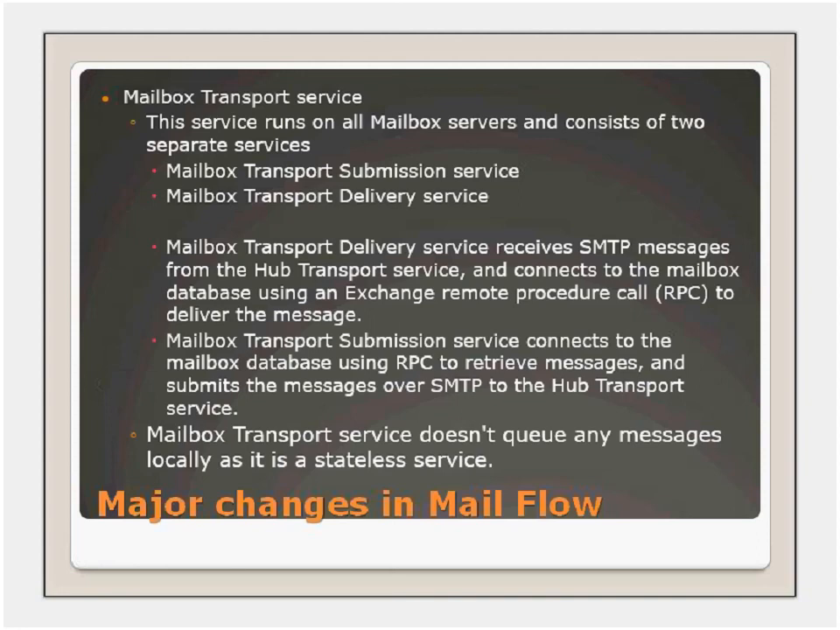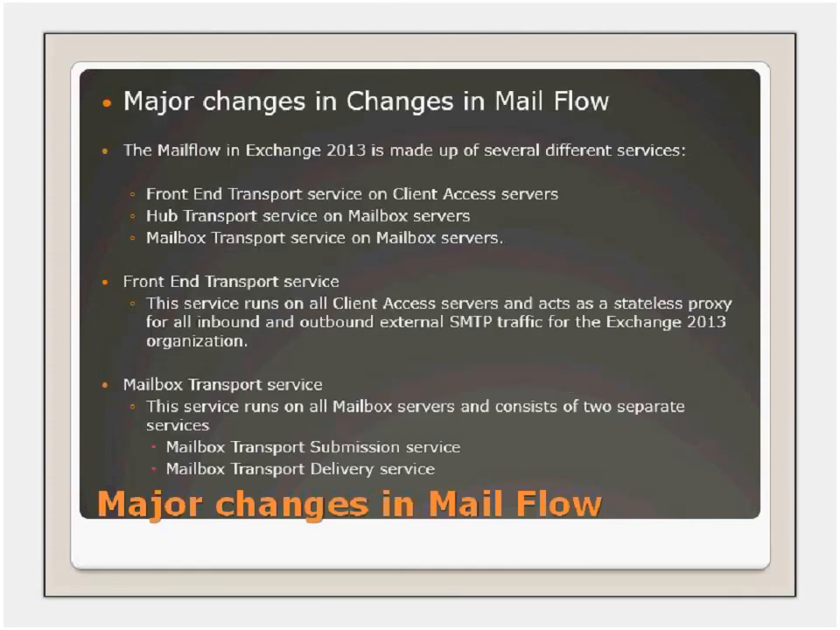And the delivery service is something the other way. It takes from the hub transport and connects to the mailbox database, and that is going to use RPC to deliver the message to the mailbox database. And again, neither of the mailbox transport services is going to do any queuing because it's going to be a stateless service. So something which you need to understand is the front-end transport service running on the client access server role and the mailbox transport service running on the mailbox server role are all stateless services, or stateless kind of proxy, which really don't queue any of their tasks.